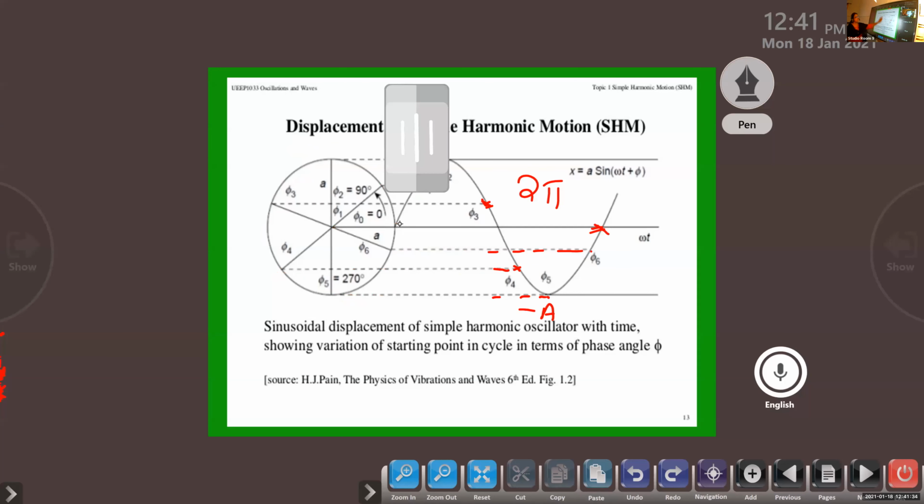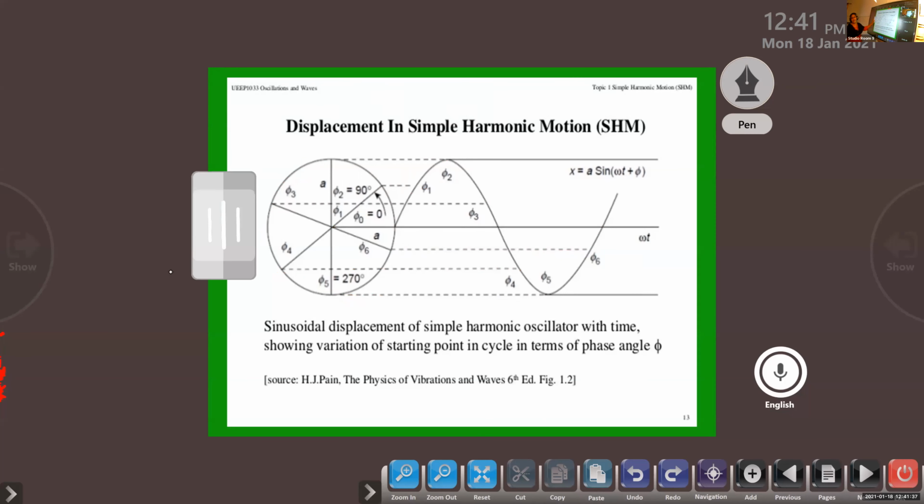I repeat once again. I hope you understood. This is how scientists have proved that uniform circular motion is also an oscillatory motion. It also exhibits simple harmonic motion.